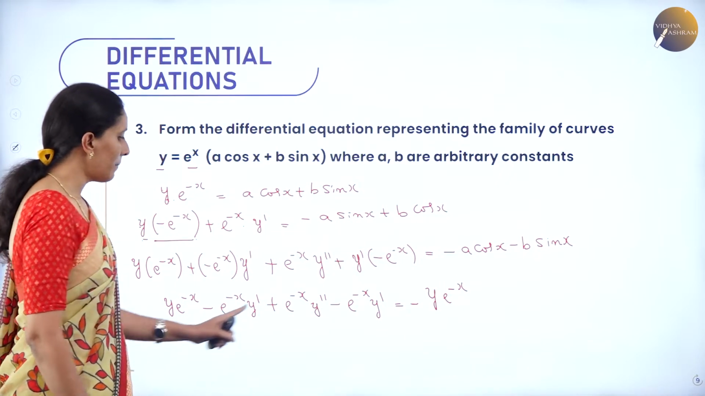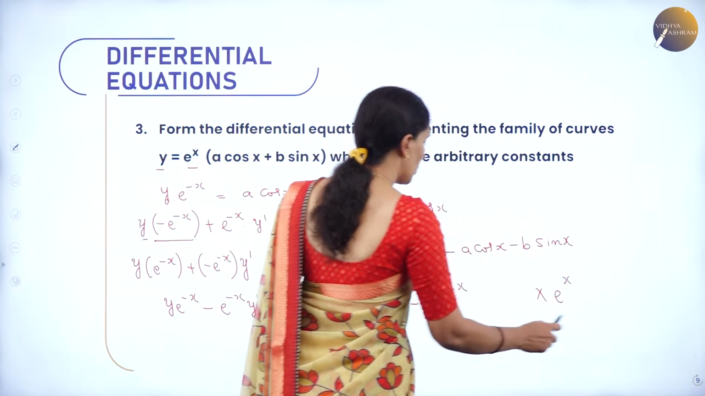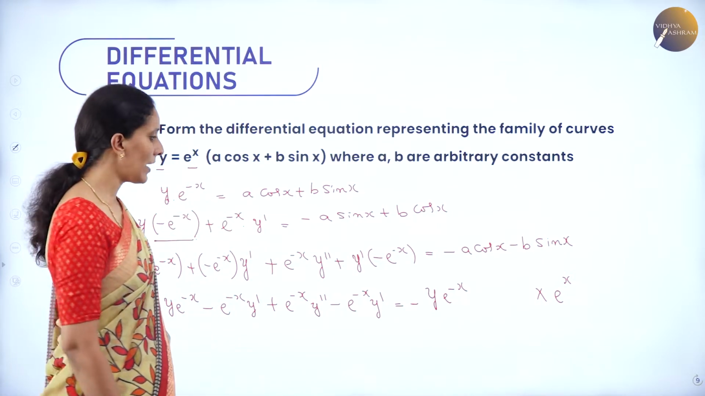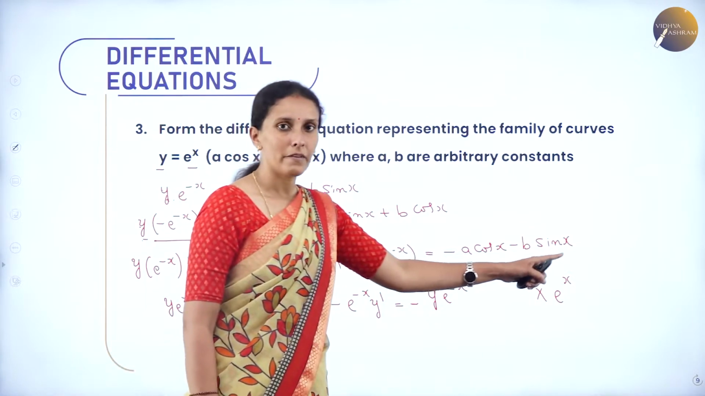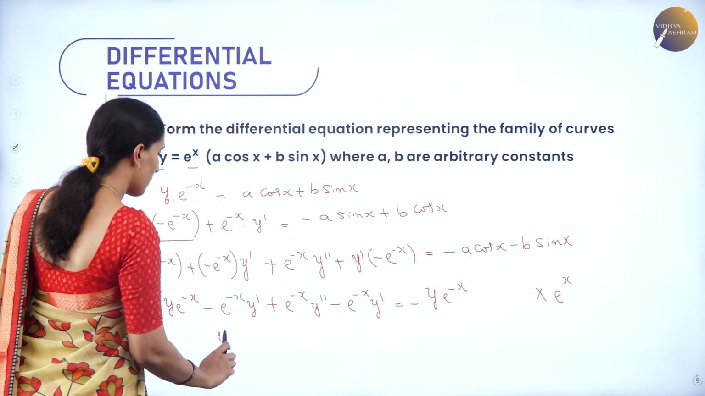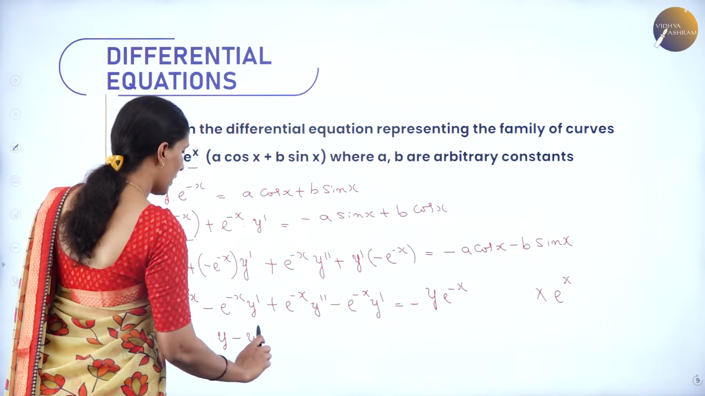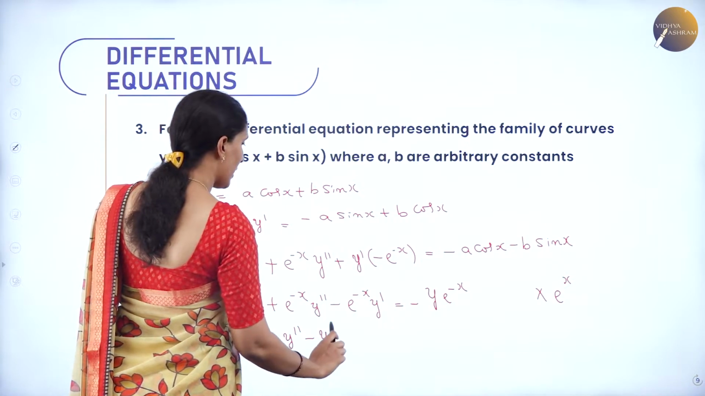Now let me multiply e power x throughout the equation. If you multiply e power x throughout the equation, e power minus x times e power x becomes e power 0, whose value is 1. So here it becomes y minus y dash plus y double dash minus y dash is equal to minus y.